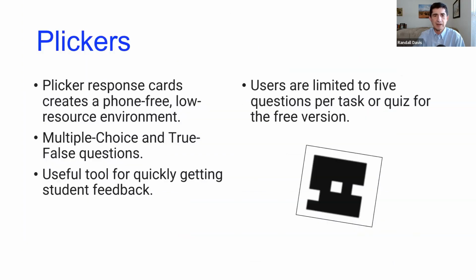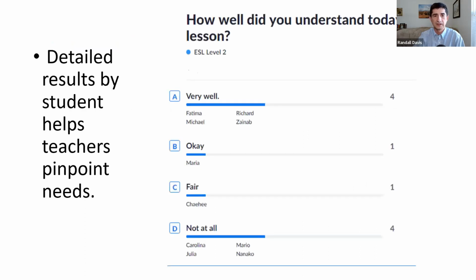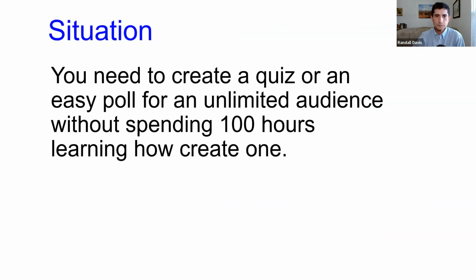And the nice thing about Plickers is that, again, it's a phone-free environment, low resource, except for you as the teacher. There are some limitations as to the number of questions you can ask, but it's a really quick tool of getting actual feedback, I think. This is what it might look like in the actual dashboard in your results, what the students answer. How well did you understand today's lesson? I think it's a very quick tool. They don't need phones again. All they need is the Plickers card.